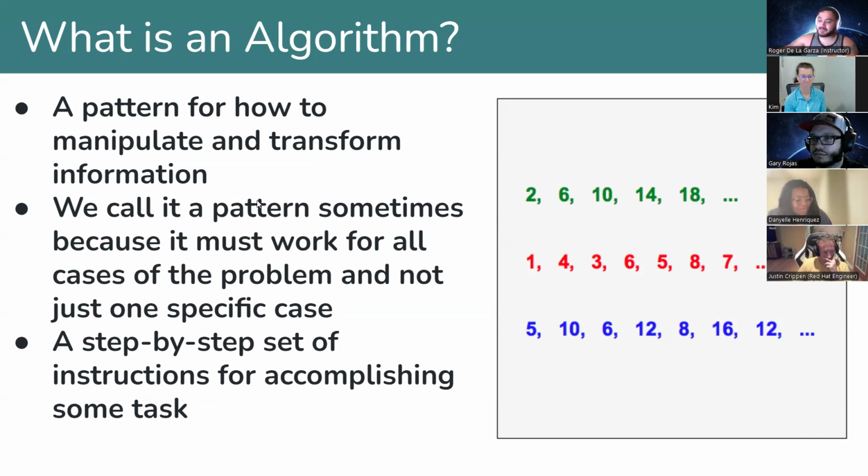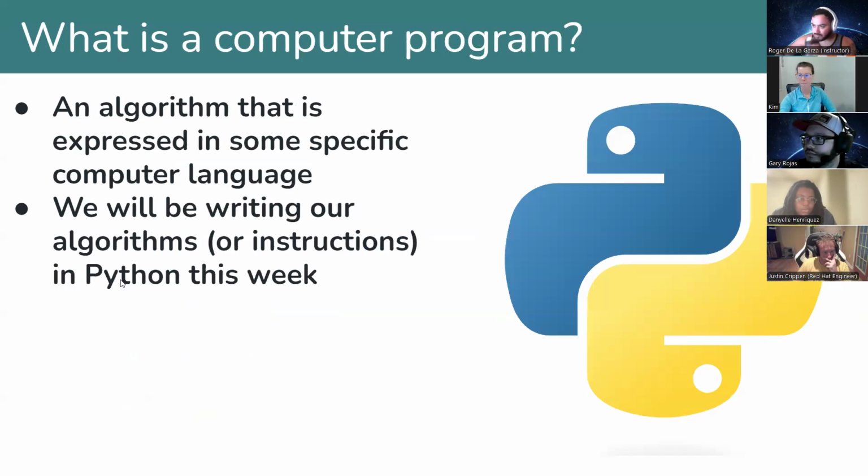So an algorithm is a step-by-step set of instructions for accomplishing some task. What is a computer program? It's a set of instructions, an algorithm, that is expressed in some specific computer language. We'll be writing our algorithms, or instructions, in Python this week.